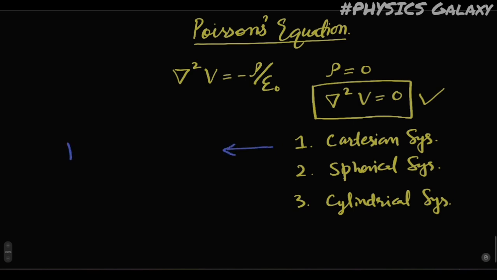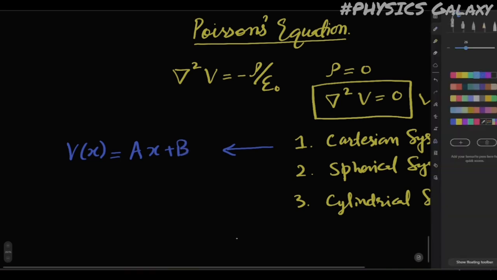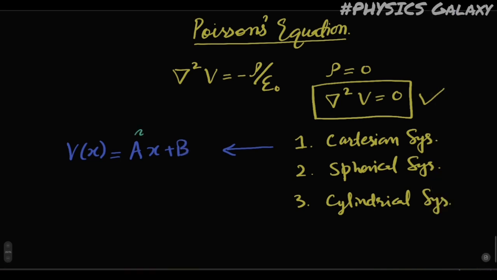Okay, so remember last time, when we were doing the Cartesian system, suppose our potential varies in the direction of x, the solution we got was V of x equals to A x plus B. So this was the form of the equation where A and B were constants, which depend upon the boundary conditions.